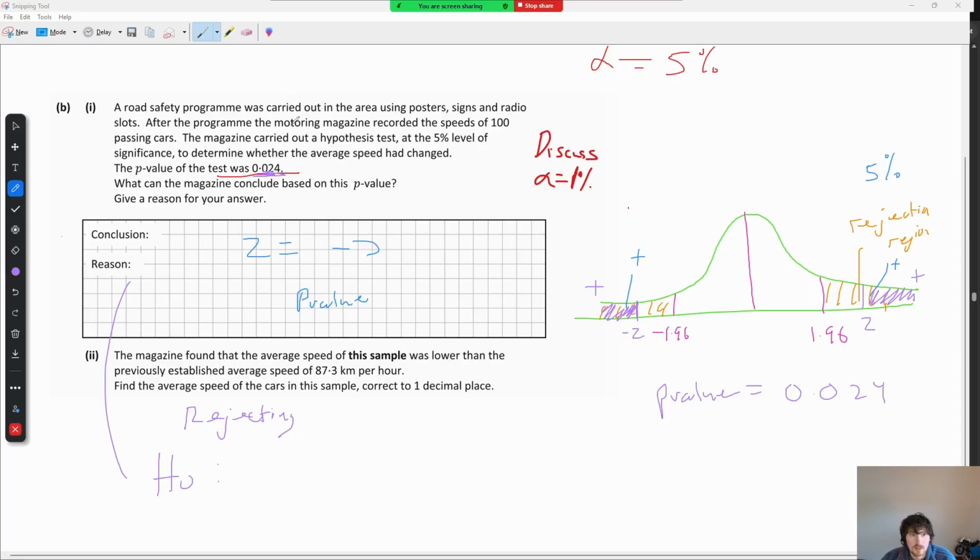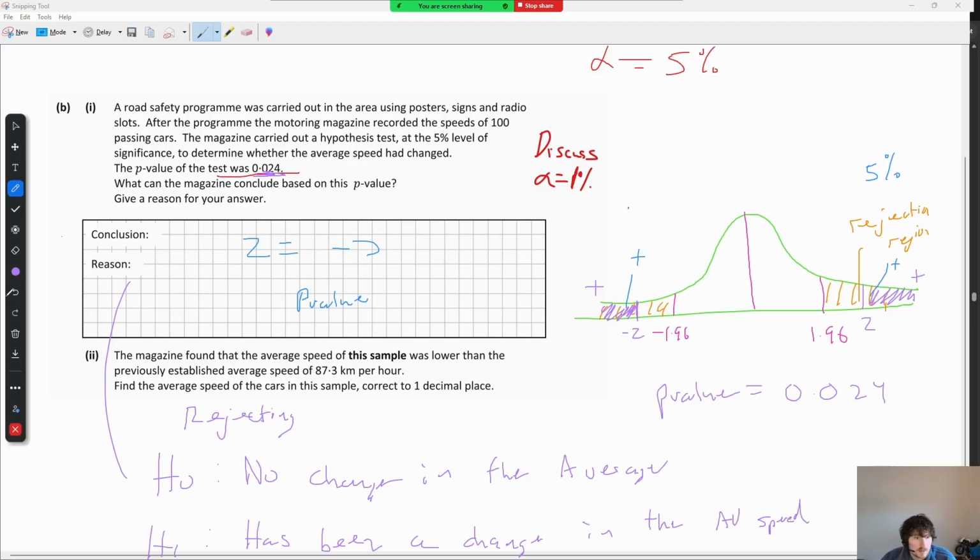So H0 in this question would have been that there was no change in the average speed. Does that make sense to people? Okay, that's the no change scenario. He would want no change to have happened. And then H1 would say there has been a change, which is what the road safety program would have wanted. There has been a change in the average speed.